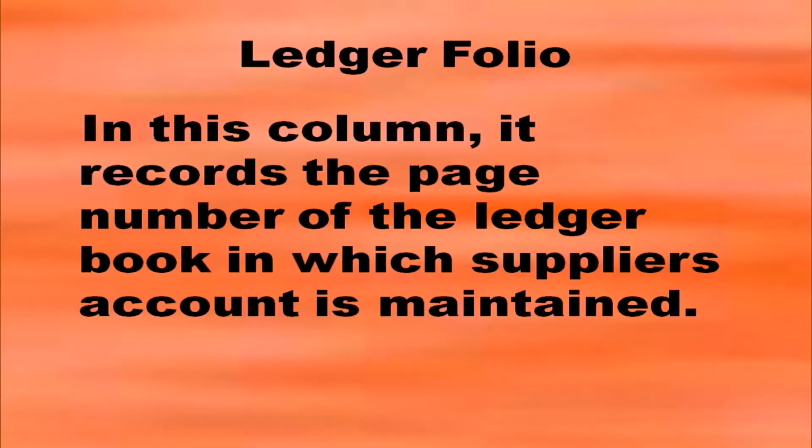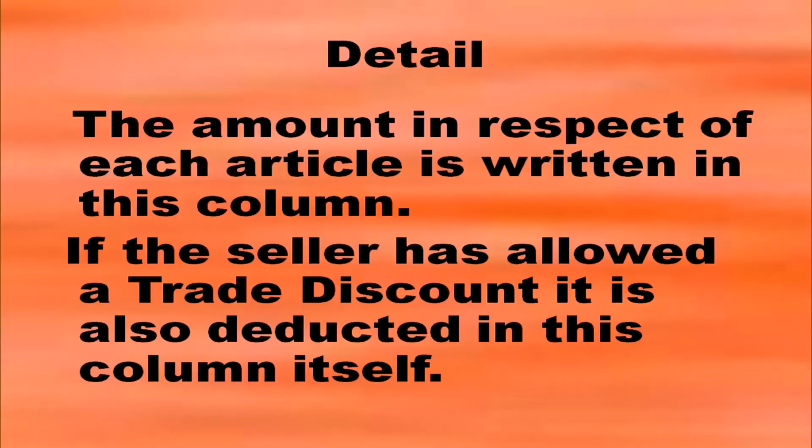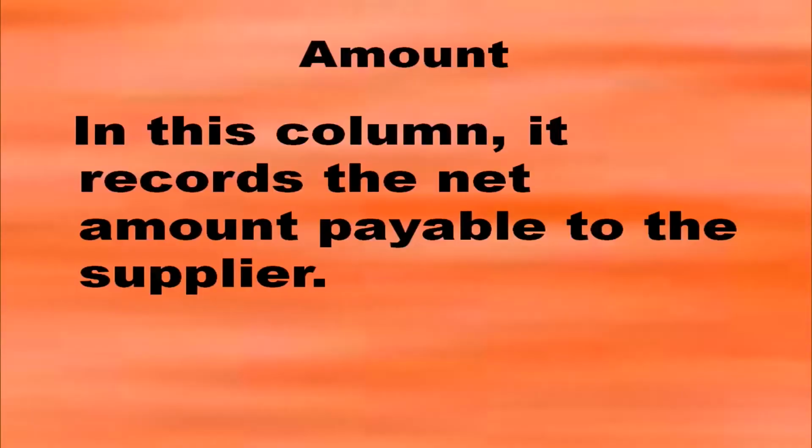Then comes the ledger folio column. Here, the page number of the ledger book in which the supplier's account is maintained is written. The amount in respect of each article is written in the details column. If the seller has allowed a trade discount, it is also deducted in the details column. Amount, the last column, records the net amount payable to that concerned supplier.